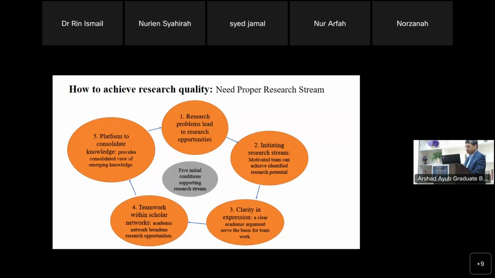Let me start with the first: how to achieve research quality. Like I said 2 days ago, 50 years ago, you had to be all in one in order to write a dissertation, to write a paper. Now, in the present world, not everyone possesses all the qualities to write a good publishable paper. So you need to work in a research cluster framework. You have to have a team. You have to have a trusted co-researcher.